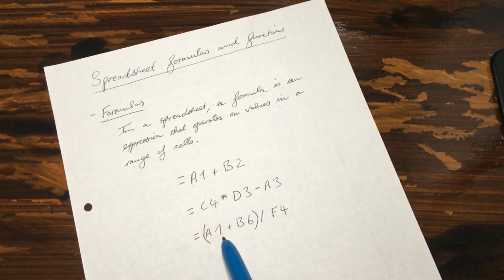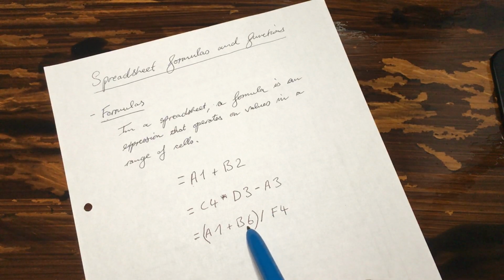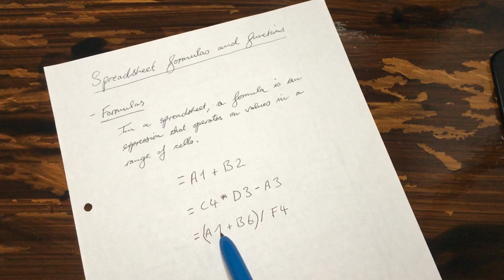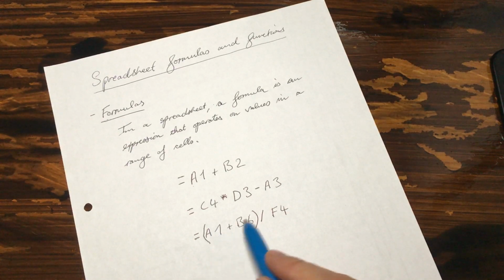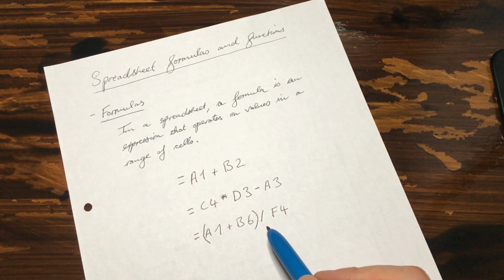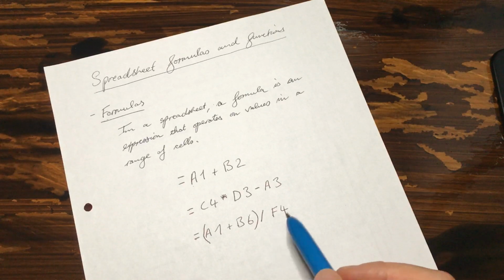In this example, you can see that I've put brackets round these two. The reason for that is because we do not want B6 to be divided by F4. What we want is A1 plus B6 to be added together, then the answer of this divided by F4. So you can clearly see that you need brackets, and this is just the same as what you would do in mathematics.